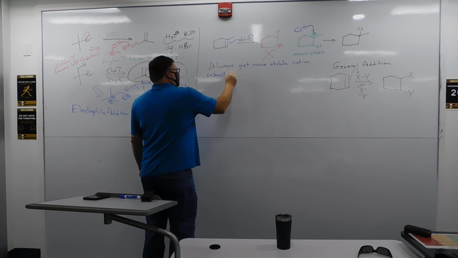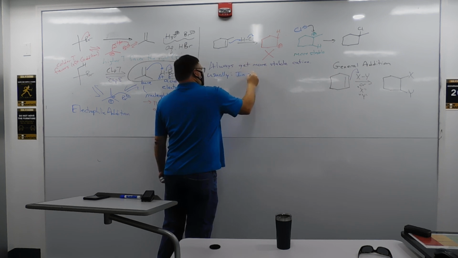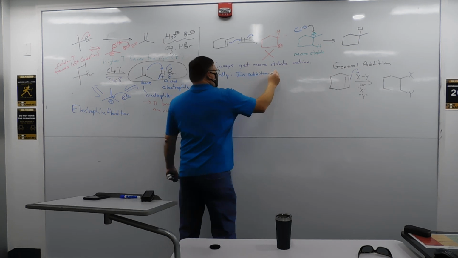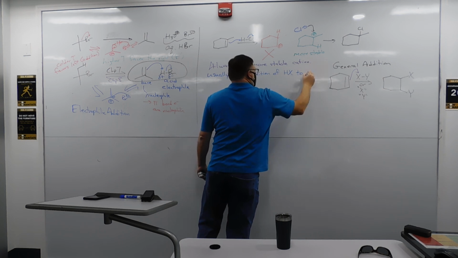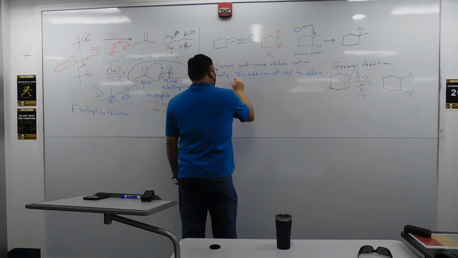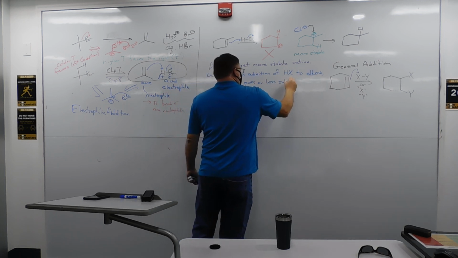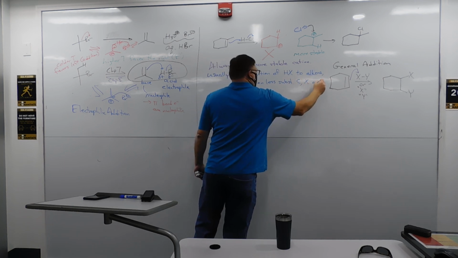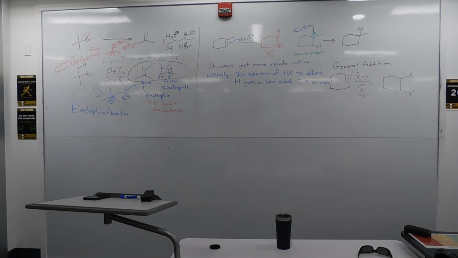So almost always, for this whole thing, in the addition of HX to an alkene, the H is going to go on the less substituted carbon, the X on the more substituted carbon. That is technically what's called Markovnikov's rule.